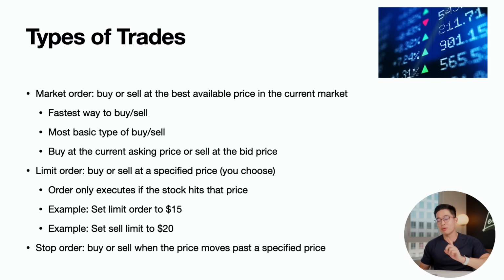So now let's talk about the different types of trades you have when investing in the stock market. The first one is the market order, the second one is the limit order, and the third is the stop order. With the market order, sort of like I showed you guys on Robinhood and Webull, this is when you're buying or selling at the best available price in the current market.